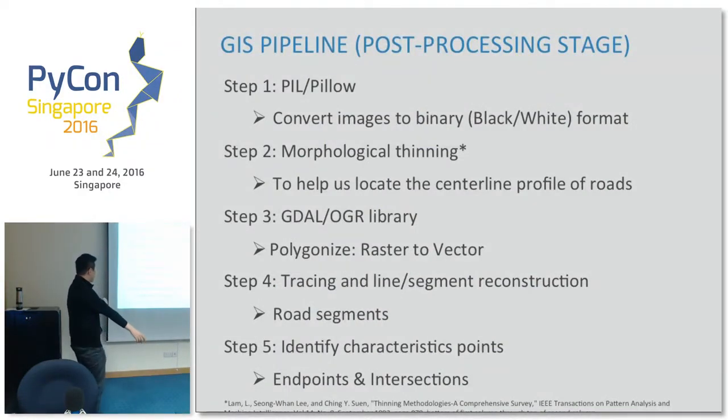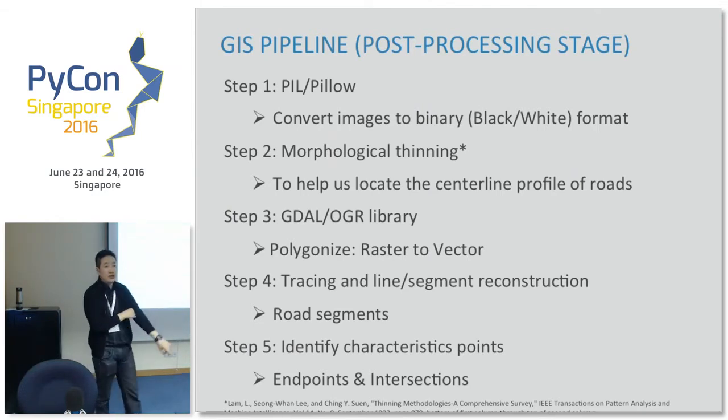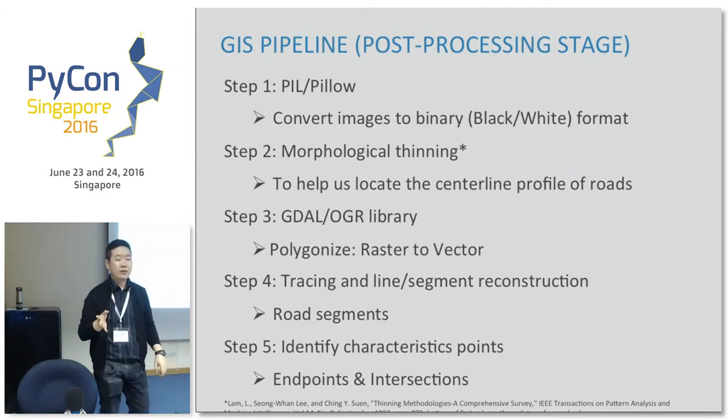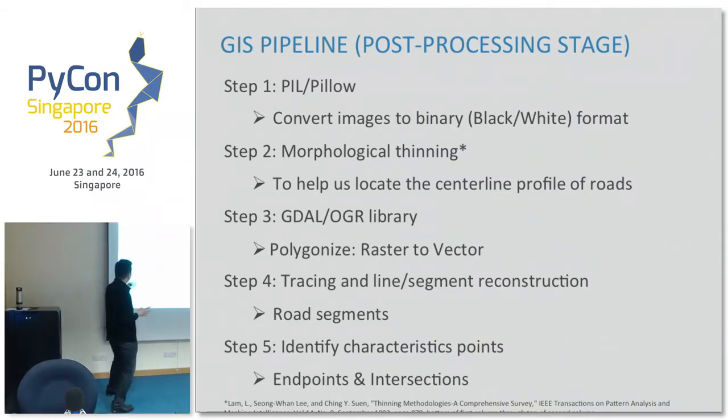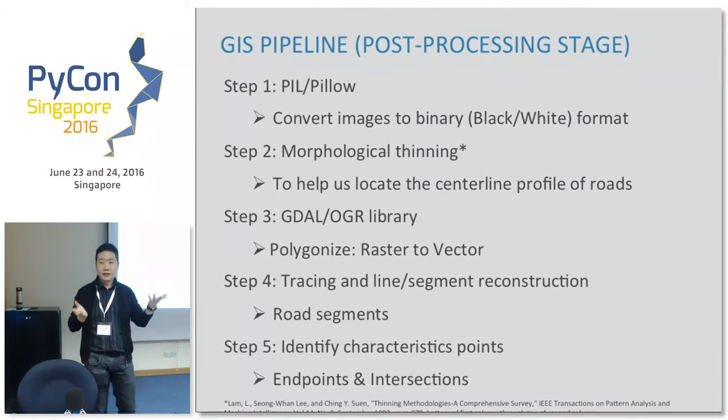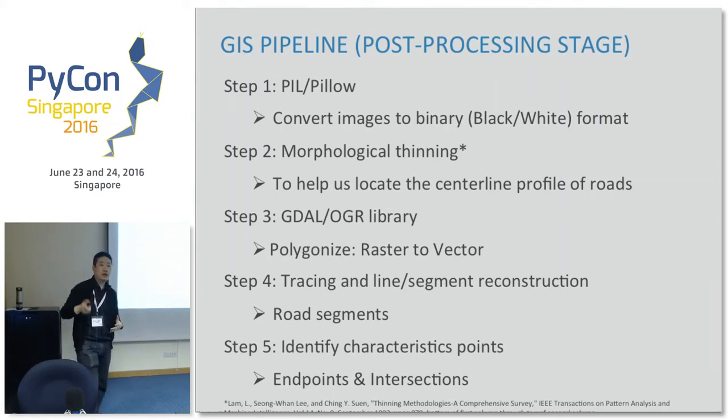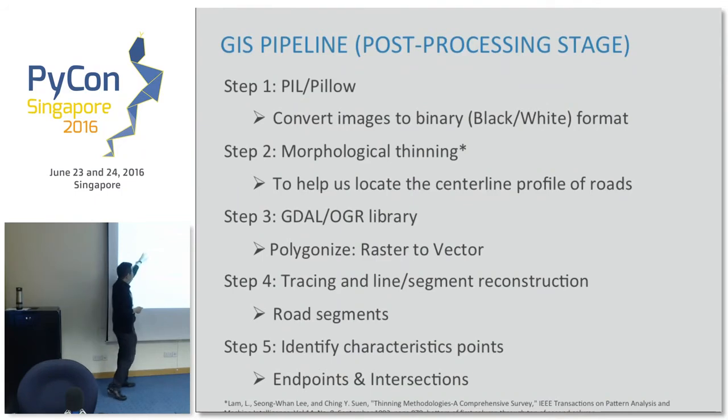So what we have done is we first convert the images into binary images, that means black and white images. The module that we have used is the Python Imaging Library, or PIL. It's very easy to use. You just convert a grayscale image to a black and white image. Why do we need to convert it to a black and white image? It's because we want to perform morphological thinning.